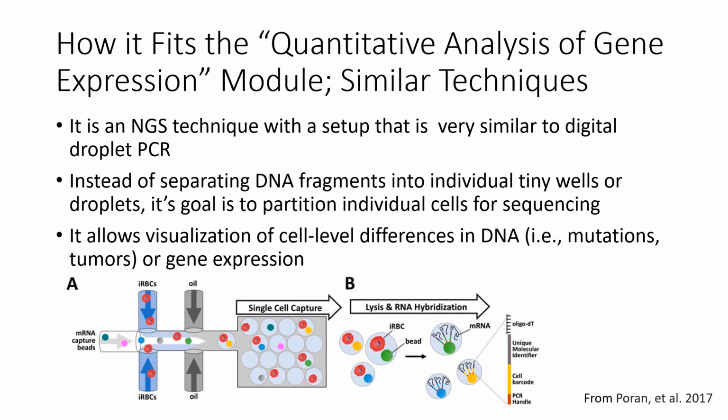Single-cell sequencing is a next-gen sequencing technique with a setup that's very similar to digital droplet PCR. Instead of separating DNA fragments into droplets or tiny wells, like in digital droplet PCR, it separates cells. It is also similar in some ways to flow cytometry, which I'll talk more about later.